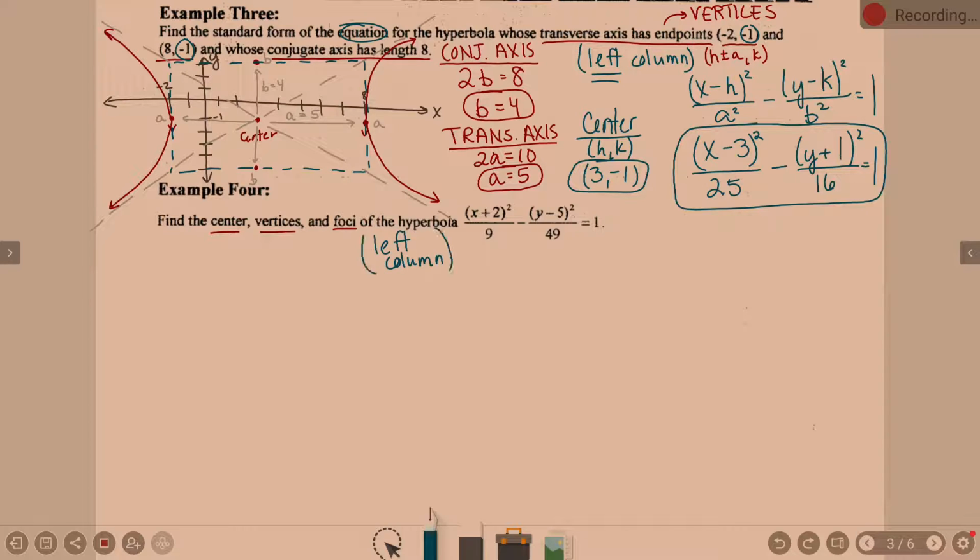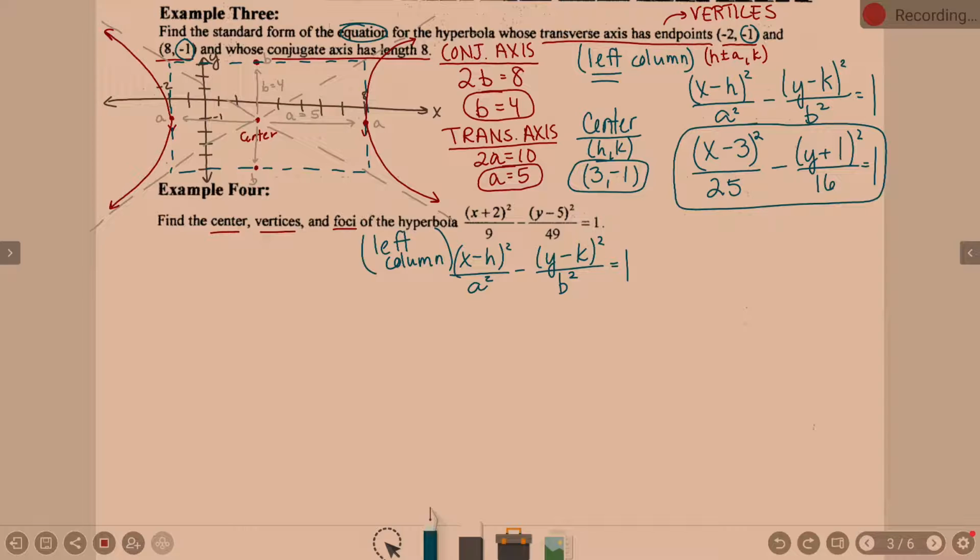Because it's x minus y. Exactly. Okay. It's not about the bigger number. If this was x squared plus y squared, then we'd have to look at the bigger number to determine. But because it's x squared minus y squared, this is left column. So this is of the form x minus h squared over a squared minus y minus k squared over b squared equals 1.